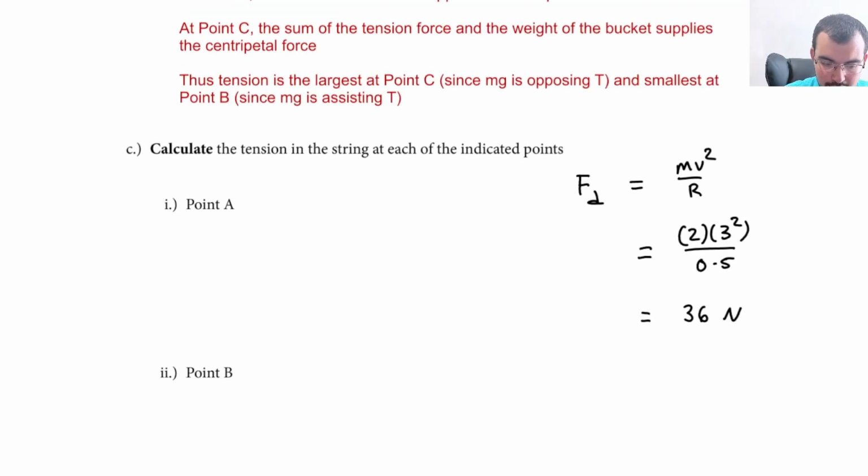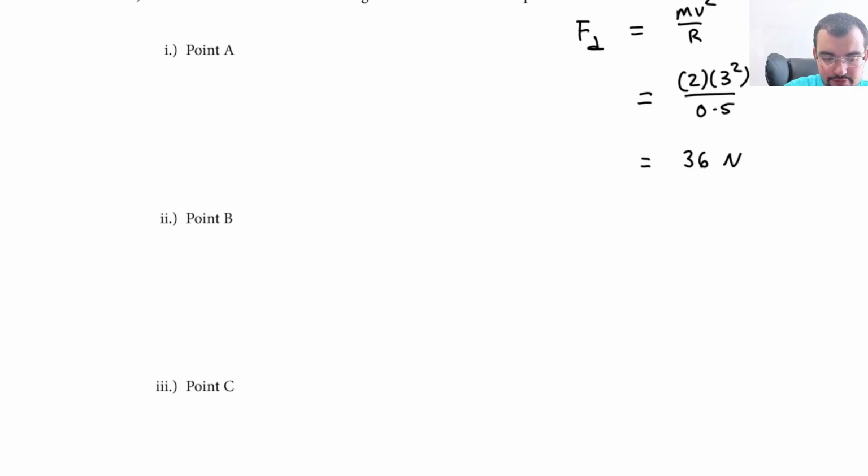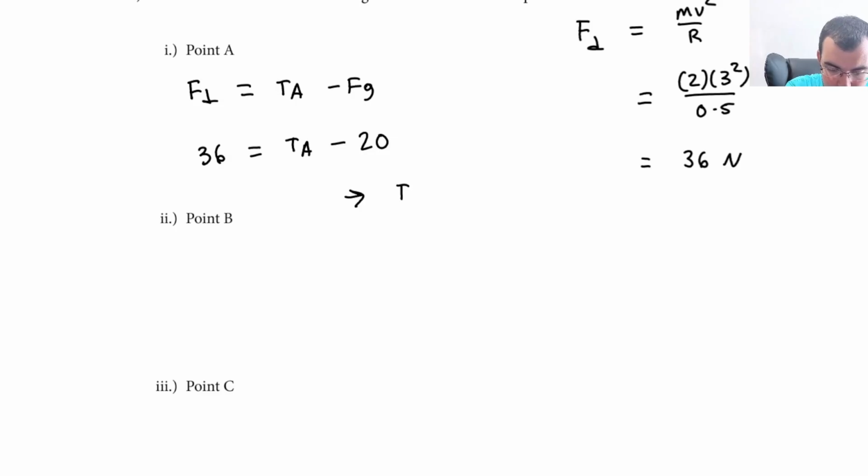All right, so at point A, centripetal force is supplied by the difference between tension and weight. So 36 is equal to TA, let's call it that to be consistent, minus the weight mg of the bucket, which is 20. So TA would be 56 newtons.